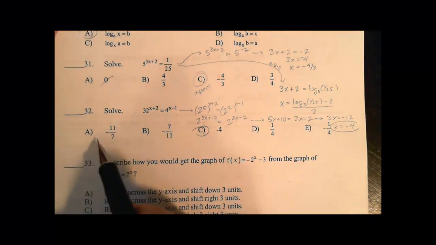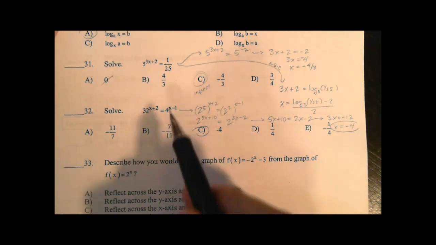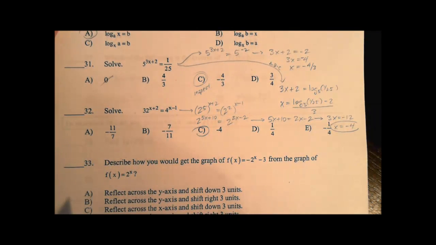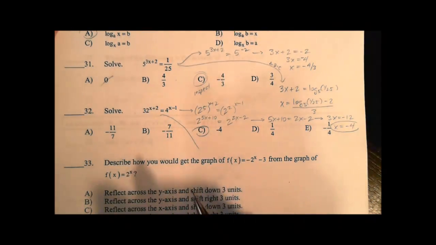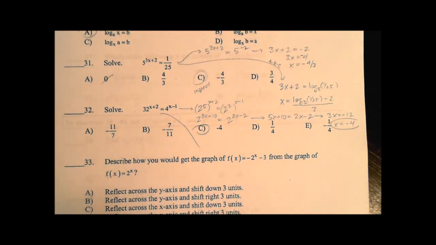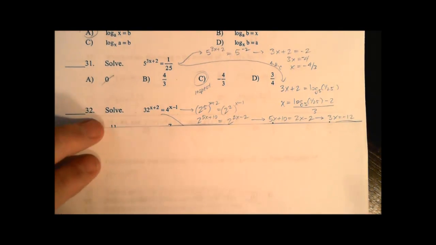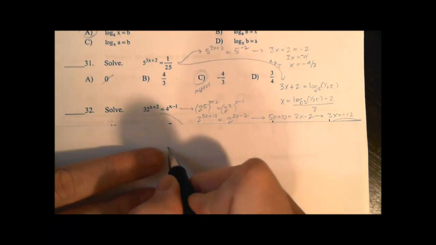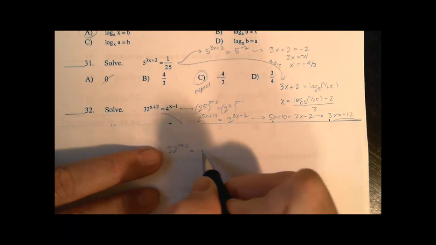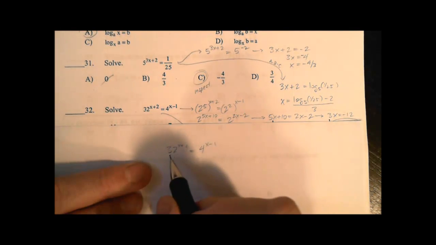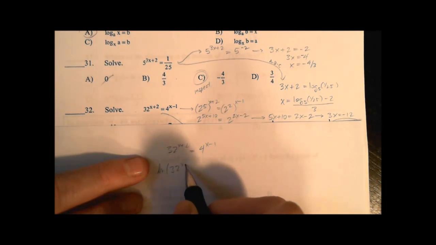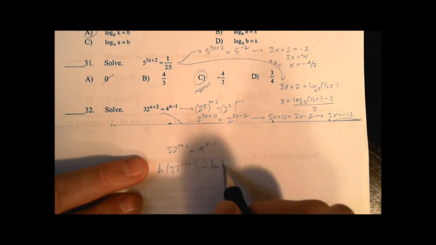See, you could, of course, plug these numbers in one by one to see which one worked. You could also take logs of both sides. Now, taking logs of both sides, let me get a piece of paper and I'll show you. It's a little bit messier than you might think, but it does work out. So if we started with 32 to the x plus 2 equals 4 to the x minus 1, it's a bit of a drag, but let's just go ahead and take ln. So ln, which is fine, gives us a little bit more writing.